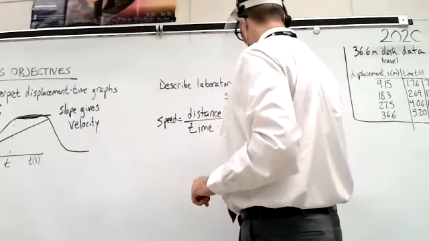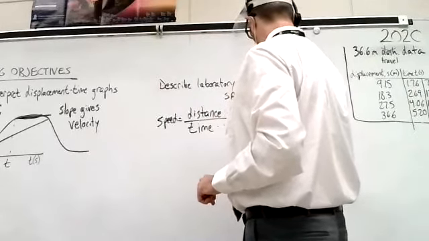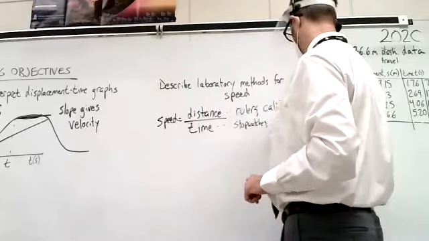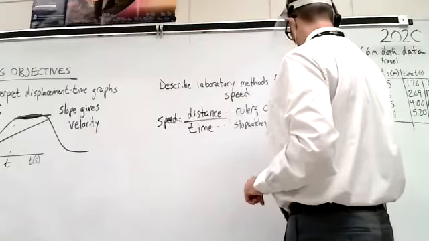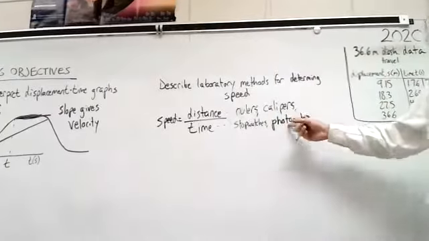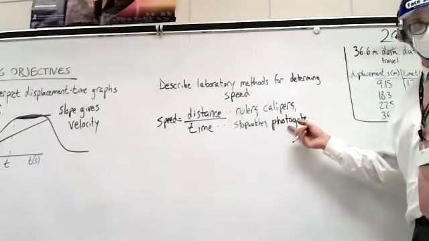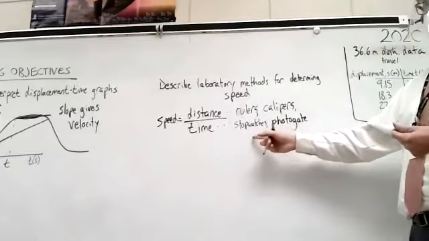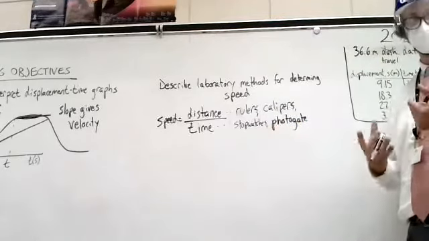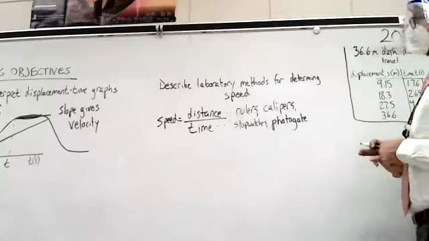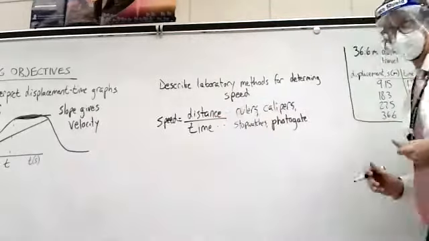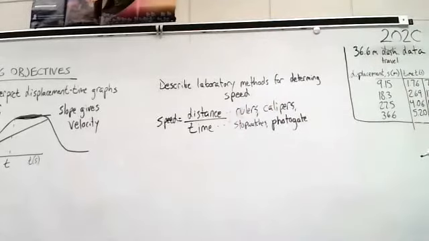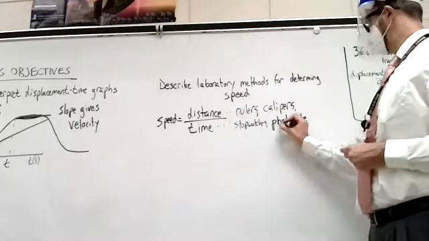Stopwatches. Photo gates. A photo gate is a timer, right? It's just a very accurate way to measure time. Stopwatches, there's human error, but we can still get pretty reasonable conclusions there. So you need some way to measure distance, some way to measure time, and then take their ratio. That's how we determine speed. And we've seen more high-tech ways of doing that.